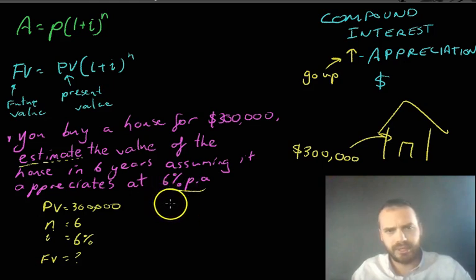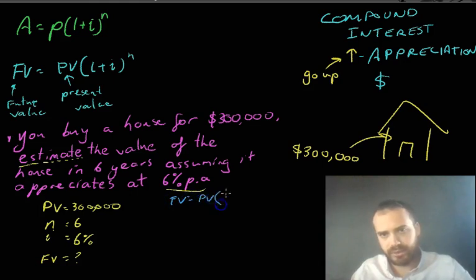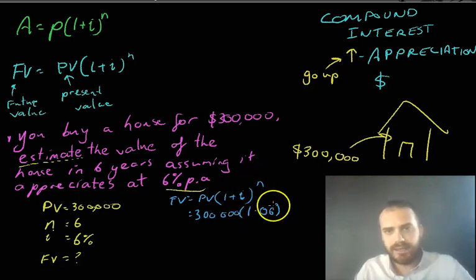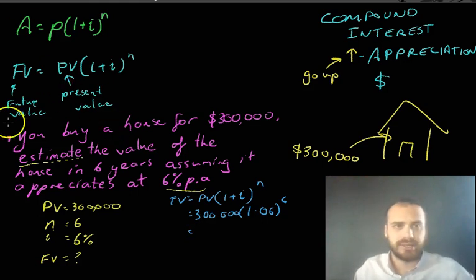Okay. Now we just do the maths. It's really straightforward. Oops, using the wrong letters already. Future value equals present value, 1 plus I to the power of n. Present value is 300,000. 1.06, 0.06 because it's an interest rate and we want to put it as a decimal. N, 6 years. And then you can just type that straight into your calculator and you'll get something.